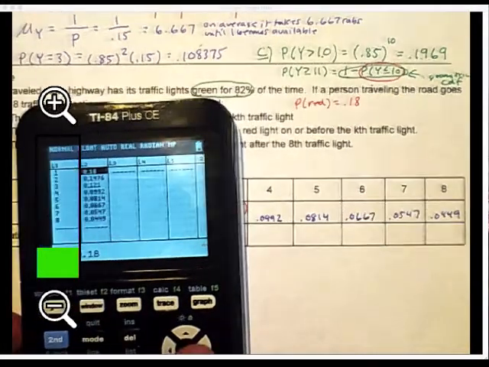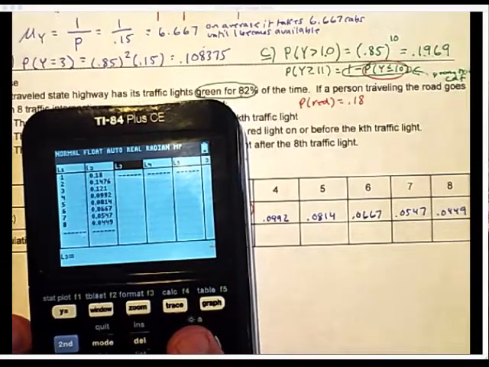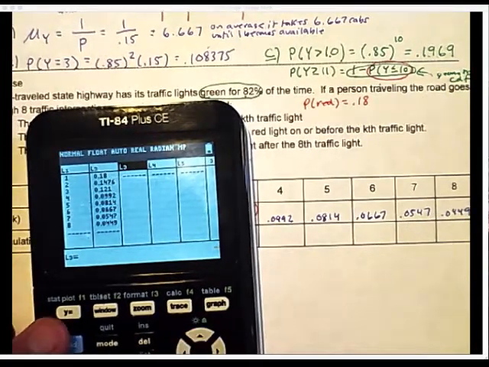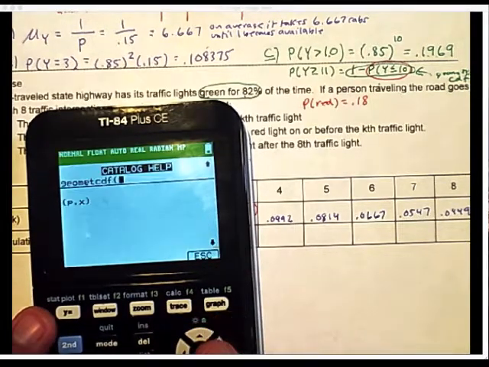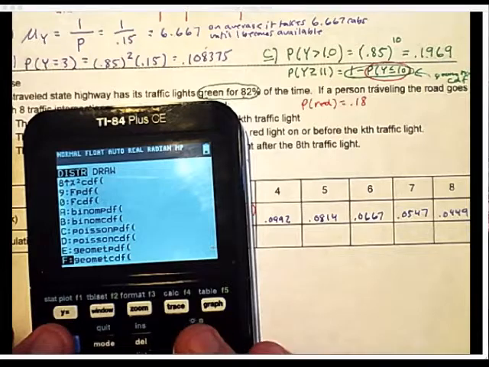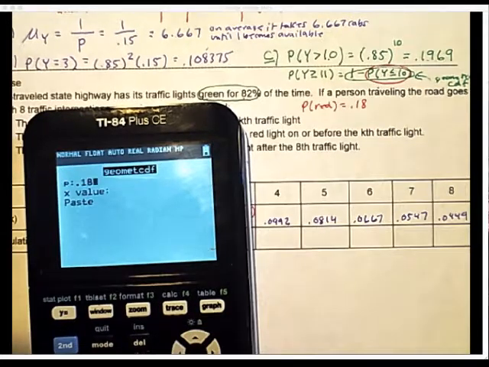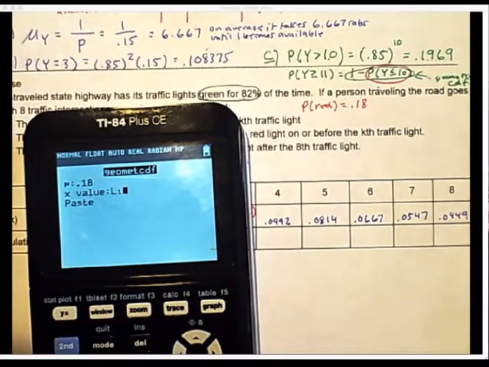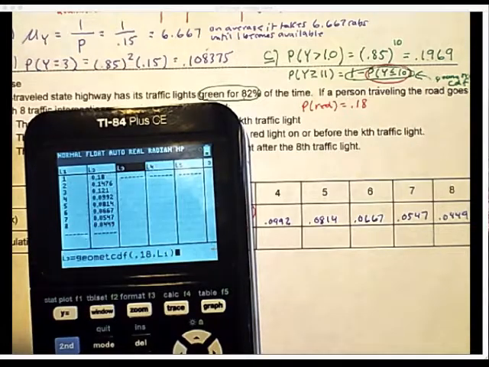But not only that, remember our calculator also has a geometric CDF, which stands for cumulative probability. So go up to L3, go to geometric CDF. The P again is 0.18. The X value comes from list 1. And paste.